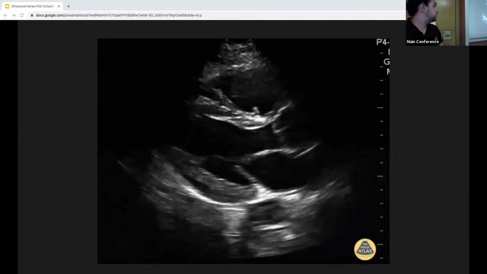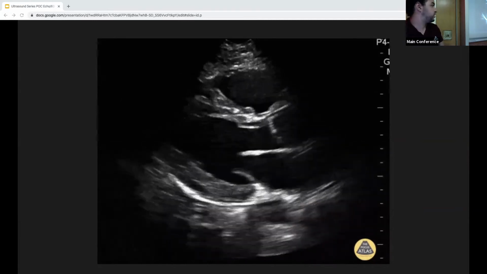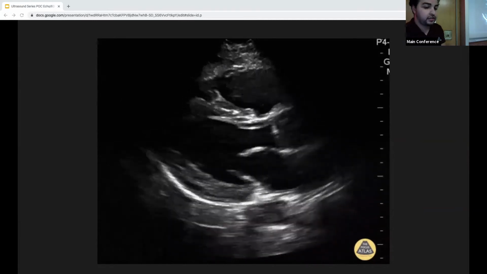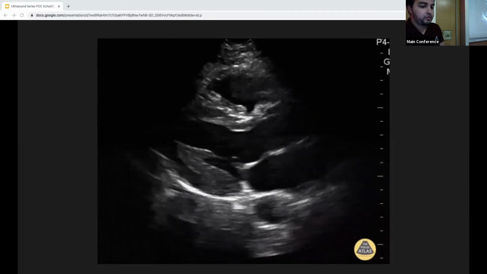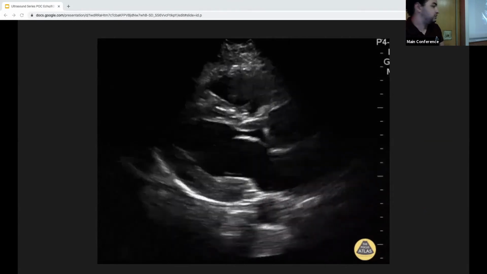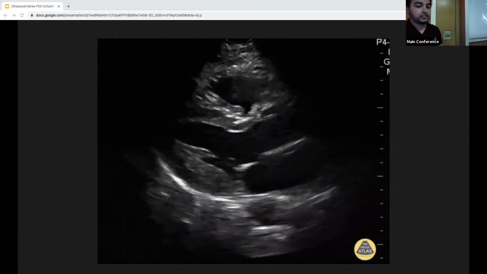And just a note too, try your hardest to get the descending aorta towards the bottom of your screen. That becomes important when we talk about pathology. So try to increase your depth to the point where you can get your descending aorta view.